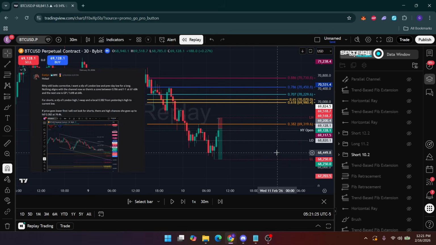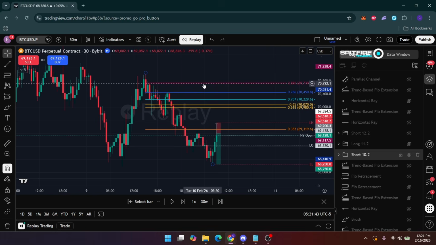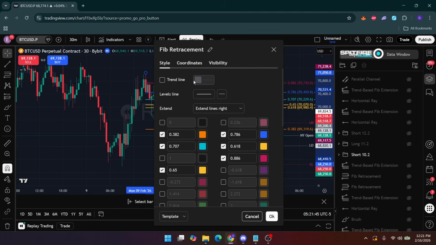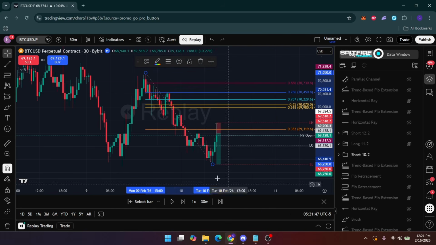I posted in my channel before New York Open that for shorts, I was looking at the swing failure pattern of London high, VWAP at the time being, and the local 382 from yesterday's high to the current low. This was the setup. I had this fib here. Let's add a trend line so you can see it. Yesterday's high, today's low. It was an intraday trade, so I'm looking locally. So I got this 382 here.